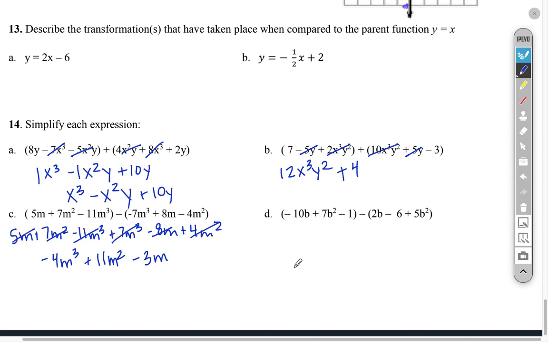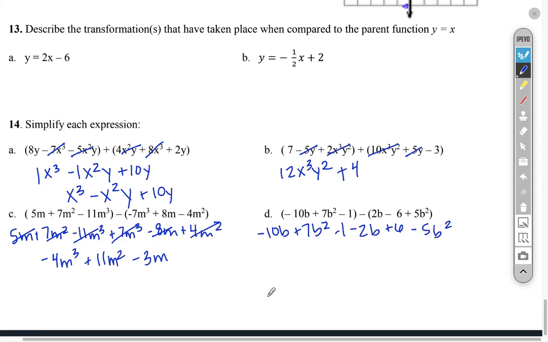All right, and last but not least, we have one more. Negative 10b plus 7b squared minus 1. This side stays the same. And this minus sign changes everything behind it. So negative 2b, positive 6, negative 5b squared.